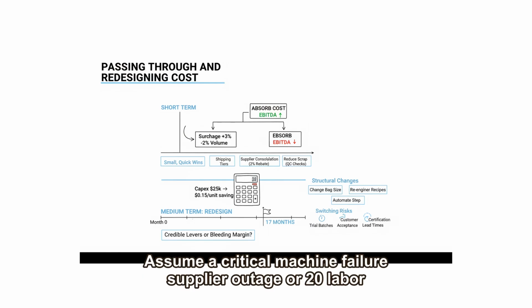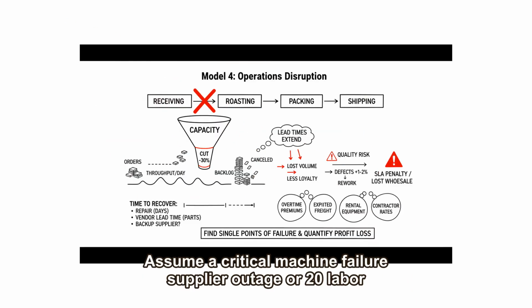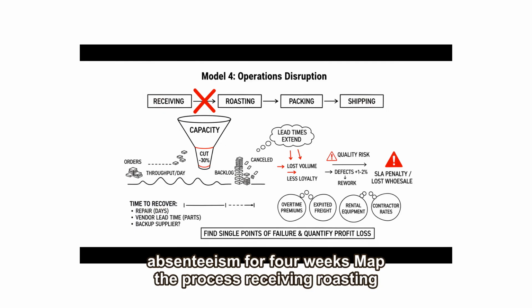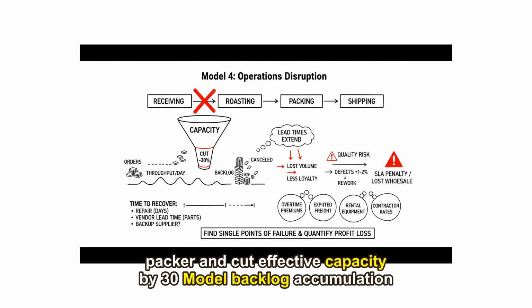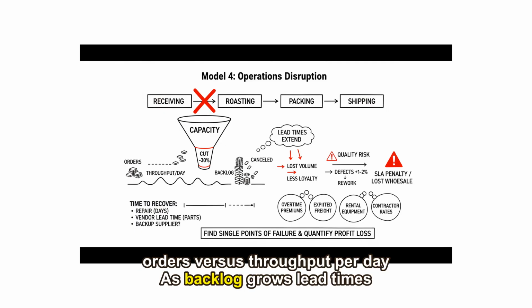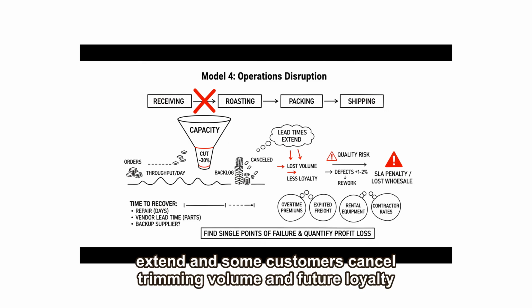Assume a critical machine failure, supplier outage, or 20% labor absenteeism for 4 weeks. Map the process: receiving, roasting, packing, shipping. Place a red X on the roaster or packer and cut effective capacity by 30%. Model backlog accumulation, orders versus throughput per day. As backlog grows, lead times extend, and some customers cancel, trimming volume and future loyalty.